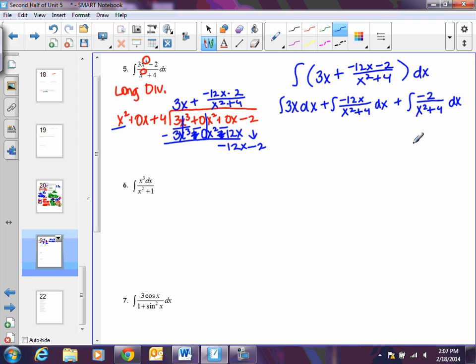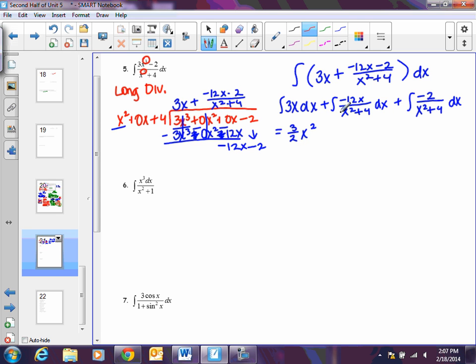I will tell you, this is a really lengthy problem. I like this problem because it reviews every type of thing that can happen, but this is unlikely to be, you know, a quiz or even a test question, okay? So what's the antiderivative of 3x? 3 halves x squared.